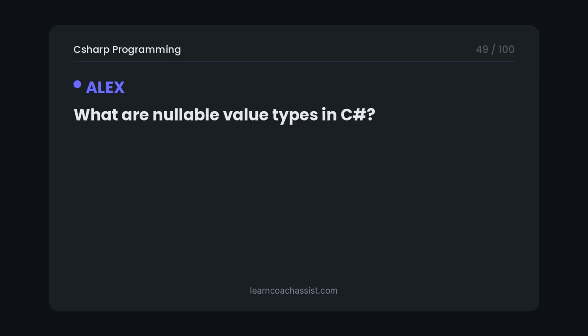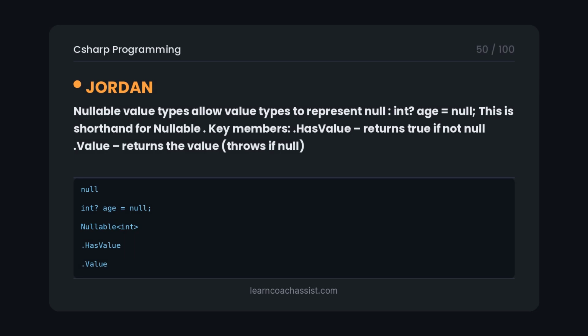What are nullable value types in C#? Nullable value types allow value types to represent null: int? age = null. This is shorthand for Nullable<int>. Key members: .HasValue returns true if not null. .Value returns the value, throws if null.